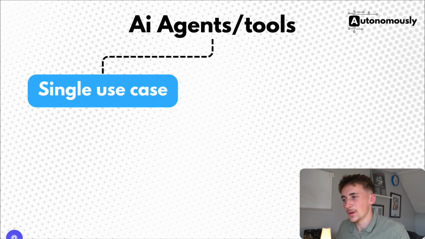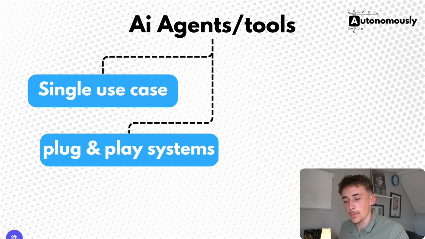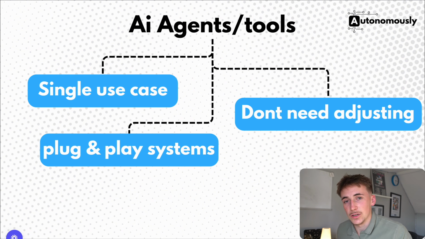Okay, so firstly we're going to be looking into these AI agents and tools that we all know and we've all been building for however long you've been doing this. So AI agents and tools, most of the time they're going to be single use case, they're going to be plug and play systems, and they're also not going to need adjusting. What I mean by not needing adjusting is similar to plug and play: once it's done, you can just implement it, and you don't really have to worry too much about it.